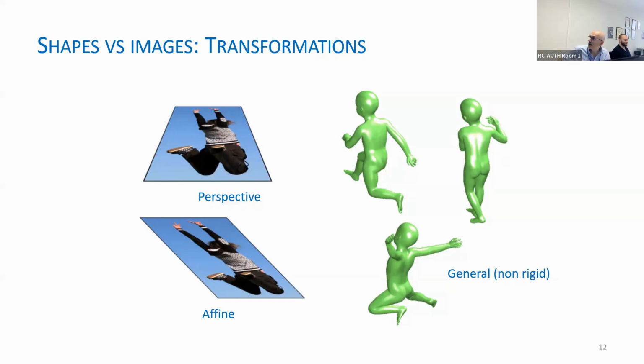Instead, in the case of shapes, again, the transformation is general, so it's non-rigid. You see, we have a shape and we can deform that shape in many different ways. In this case, basically, we preserve the geodesic distance, which represents the distance computed on the surface, but there are even known transformations that do not preserve the geodesic distance on the surface, so they can be elastic transformations.